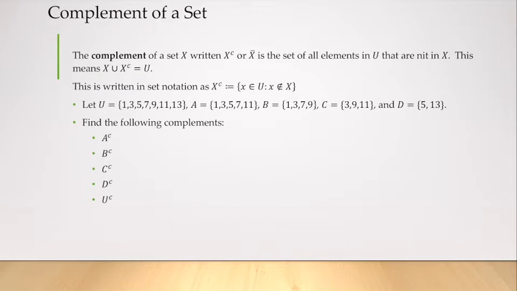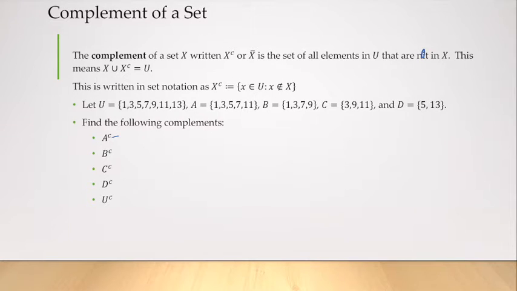The complement of a set, written X to the c or X bar, is all elements in U that are not in X. This means X union X complement equals U. So if I'm finding the complement, I want all the elements in the universal set that are not in my set. So let's take a look.